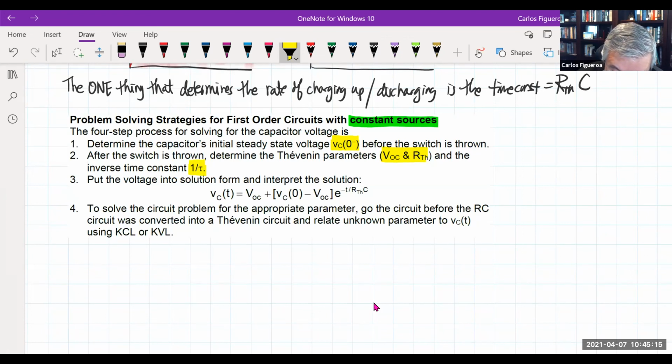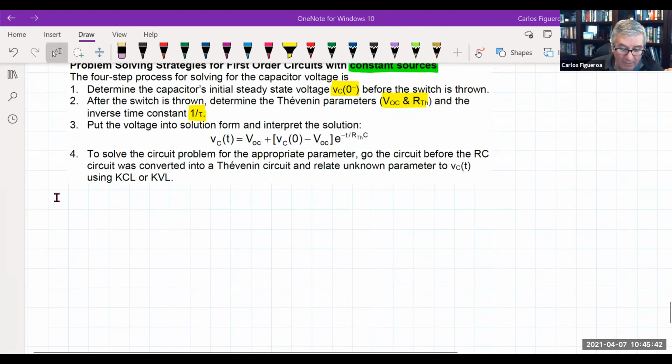Once you have RTH, I call the time constant a Thevenin parameter because it depends on R Thevenin. So I need 3 parameters from the second step here. And note, I'm not looking for the time constant. I'm looking for 1 over the time constant. And then finally, I'm going to put it into solution form. Once I have the solution form, then I'm going to go back into the circuit and solve for the appropriate parameter. So let's go do this here.